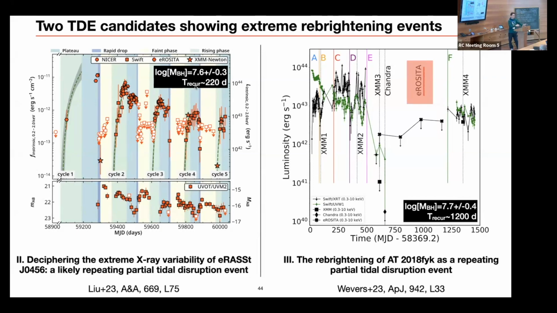I think both were derived from the sigma relation. But you see that you have very different recurrence timescales. And so you have 220 days in this system and about 1,200 days in 2018 FYK. And I think 2018 FYK is also undergoing the next outburst in August this year, if it's a similar system. It actually just happened just last week. Oh, last week, okay. Yeah, it dropped. And it did happen. Yeah.